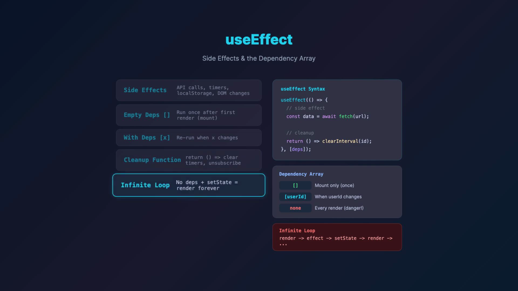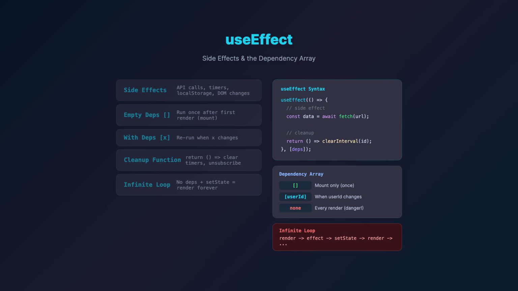The most common pitfall is the infinite loop. If you forget the dependency array entirely, the effect runs after every render. If your effect updates state, that triggers a re-render, which triggers the effect again. Render, effect, set state, render, effect, set state, forever. The fix is simple. Always include the dependency array.